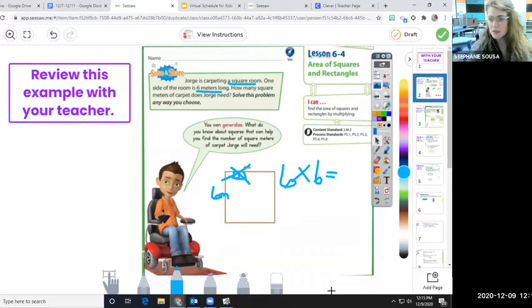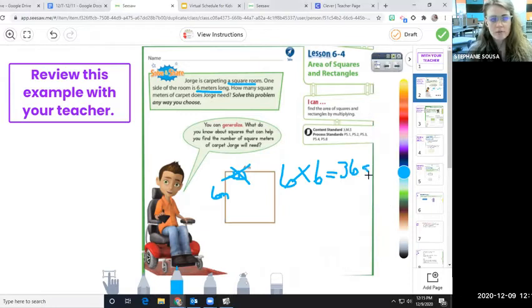So now I can multiply with the lovely song that Terrence loves so much. 6, 12, 18, 24, 30, 36. 36 square. Remember, we learned this yesterday. If we're working in area, we've got to have our label of square. 36 square meters. This is how many he would need.